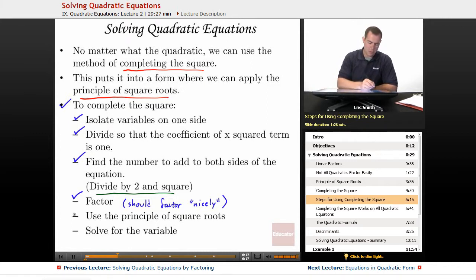After we've gotten to that point, now we can use the principle of square roots. We'll take the square root of both sides and make sure that one of them is positive and one of them is negative. Then we will solve directly for our variable. So this is quite a lengthy process using completing the square, but if you methodically go through all of the steps, it does get the job done.